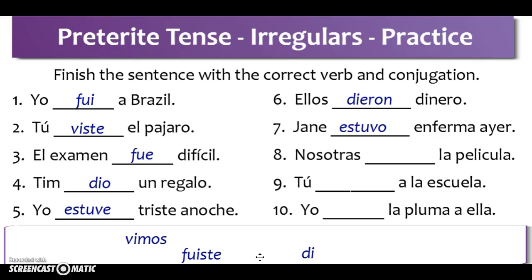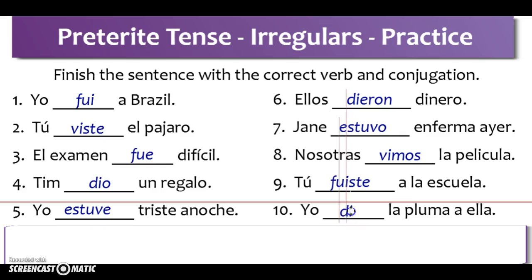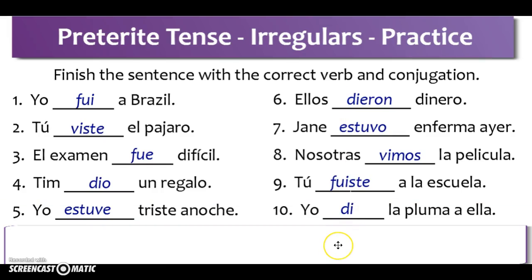Nosotras, we saw a movie. Vimos. You went to school. Fuiste. And I gave a pen to her. Yo di. Did you get it? Muy bien.